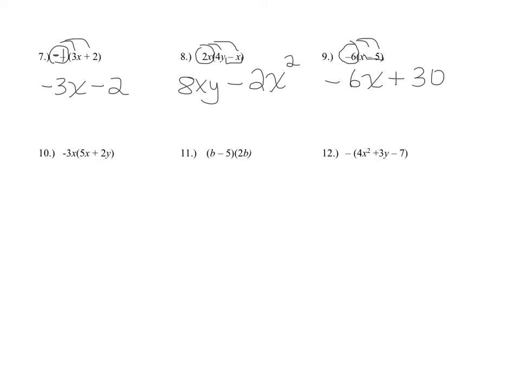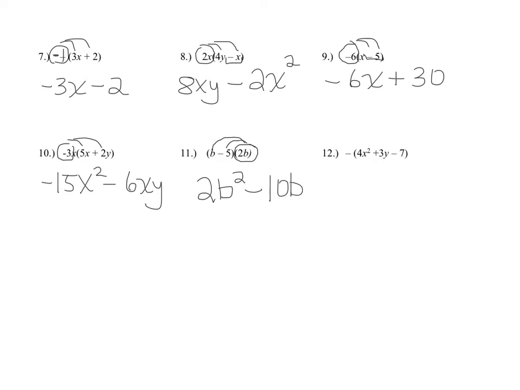All right, number 10. I'm distributing the -3x to 5x and 2y. -3x times 5x is -15x squared. And -3x times 2y is -6xy. Done. Number 11, what's being distributed is to the stuff on the right. 2b is getting distributed to b to give me 2b squared, and then 2b is getting distributed to -5 to give me -10b. So the final answer is 2b squared minus 10b.